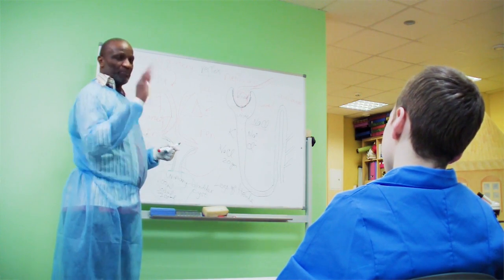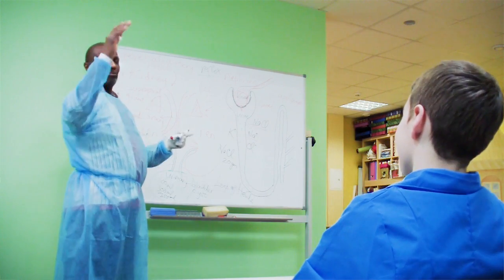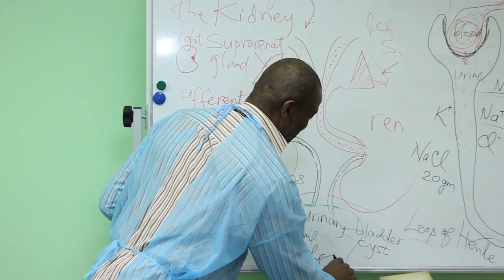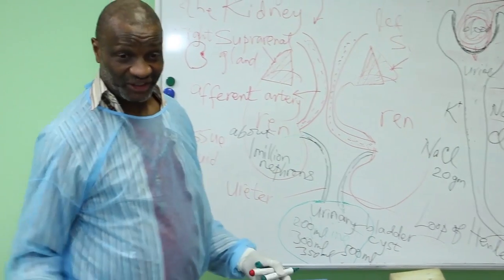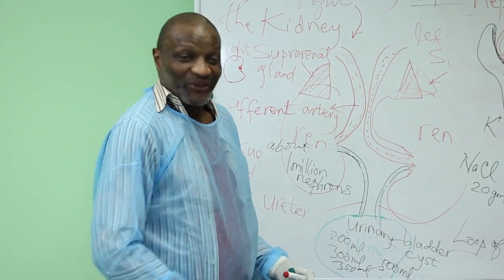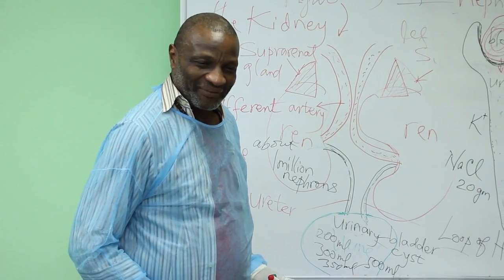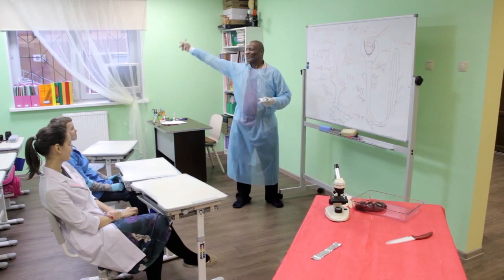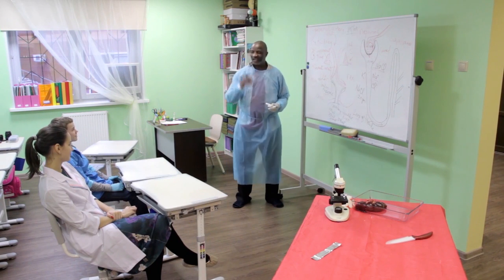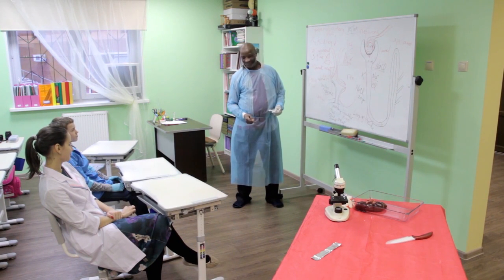Some people, women, can hold more than 350. They could hold up to 500 mils. This is half a liter. So half a liter of urine, pretty cool, I think. So automatically, you must look for somewhere to pass out urine. Do you understand?